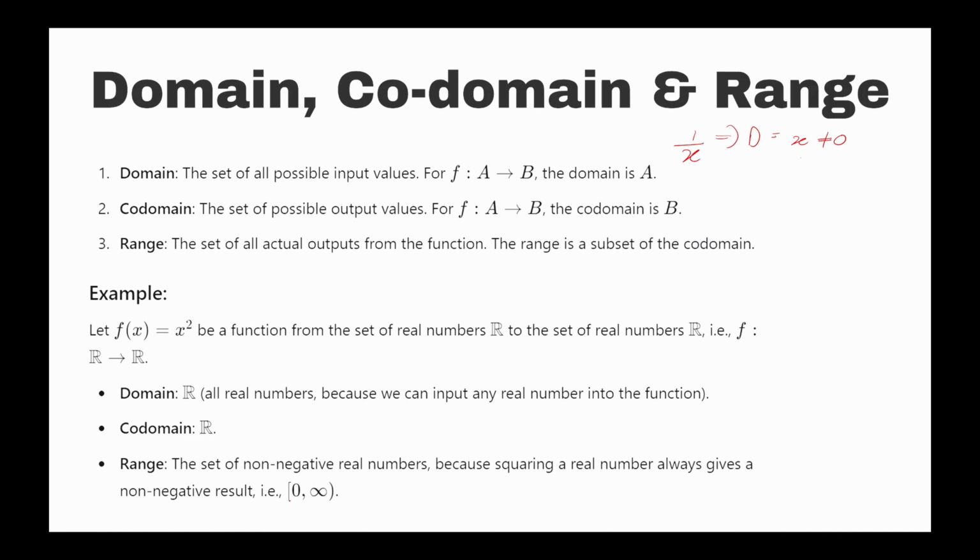Range would be from 0 to infinity, because even if I put negative values inside this value of x, I'm going to get a positive value. x square can never be negative. That is why we say that our range is going to be from 0 to infinity.